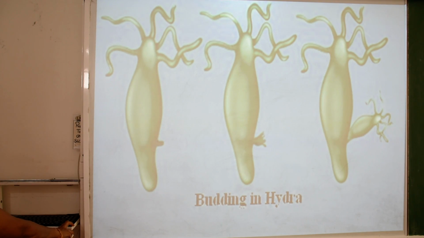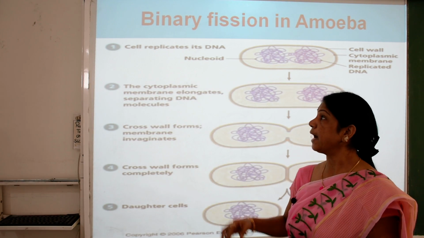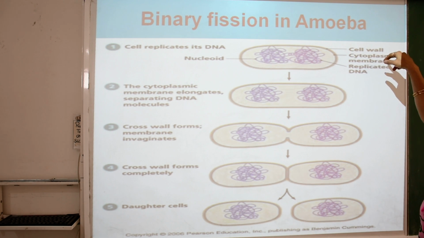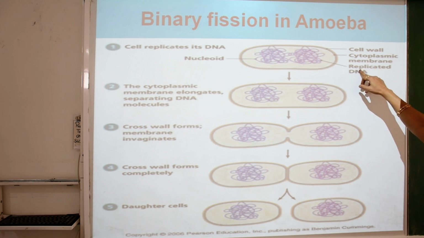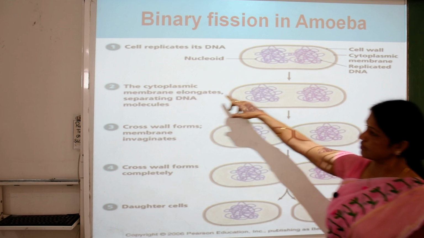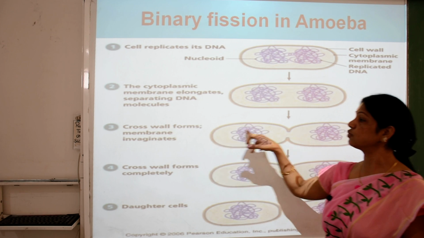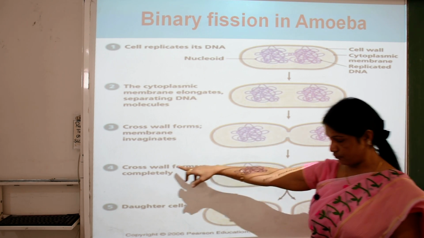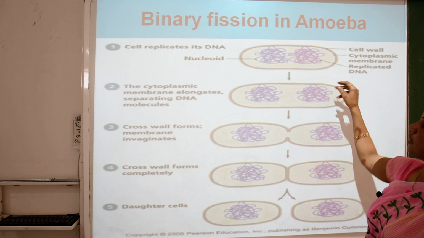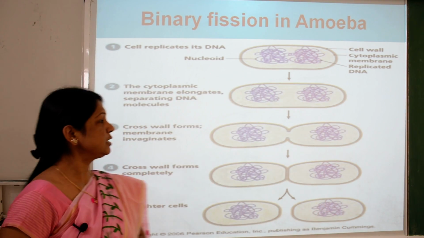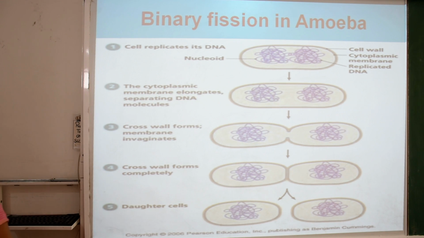Now further we see binary fission in the amoeba. Here we had seen the hydra, now binary fission of the amoeba. The cell replicates its DNA, cell wall, and cytoplasmic membrane. The cytoplasmic membrane elongates, separating the DNA molecules, and a cross-wall forms, which further forms the completely separate daughter cells. So this is binary fission in the amoeba. It is divided into two by the process.